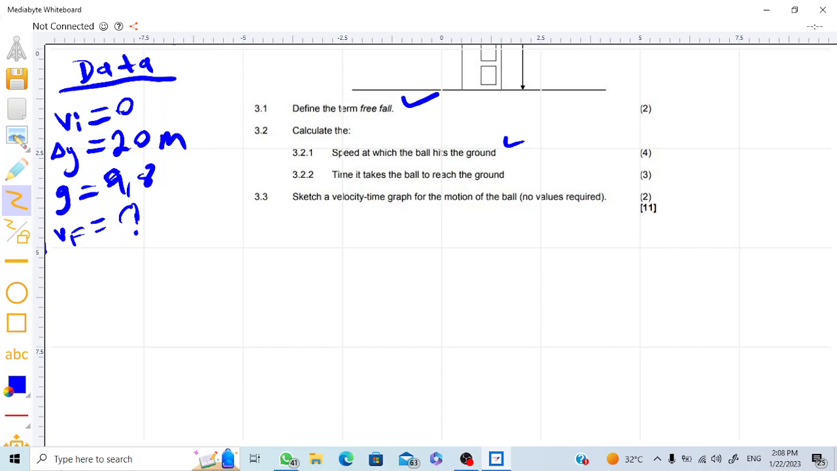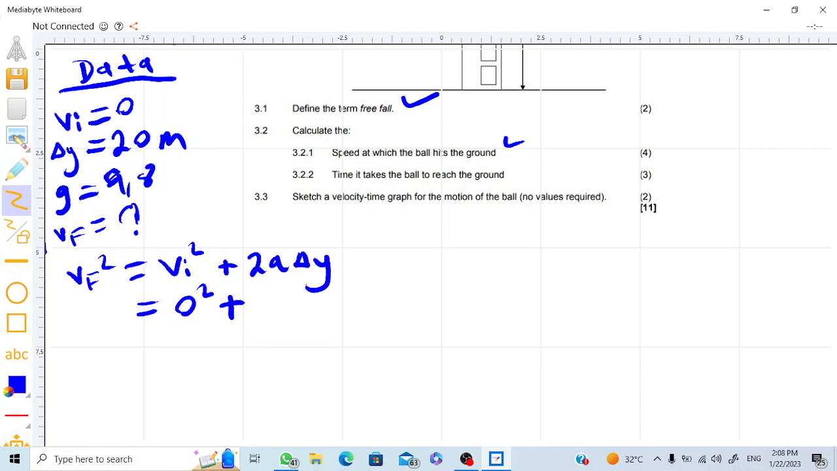Now, since we are looking for Vf, we can use this formula: Vf squared is equal to Vi squared plus 2a delta y. Mark for writing that one. Okay, now V initial is given as 0 squared. You get a mark for correct substitution.